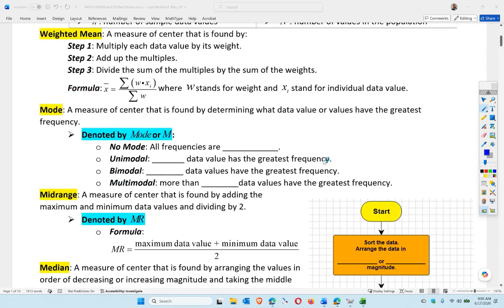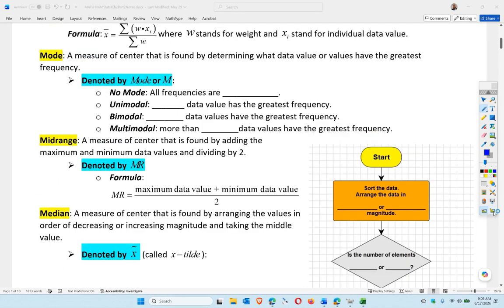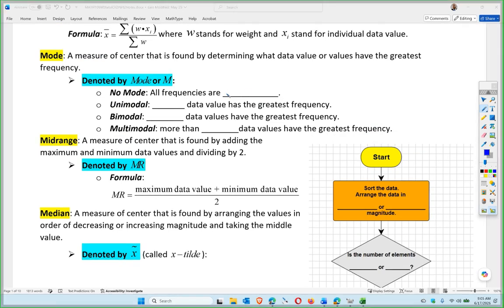Mode is how many times a value repeats itself. If they all have equal frequencies, then there is no mode. The mode's the weird one because there might not actually be one. It's unimodal if there's one data value with the greatest frequency, the one that repeats the most. Uni is 1, bi is 2. So you could have two modes. Again, mode's the weird one because there might not be an answer.